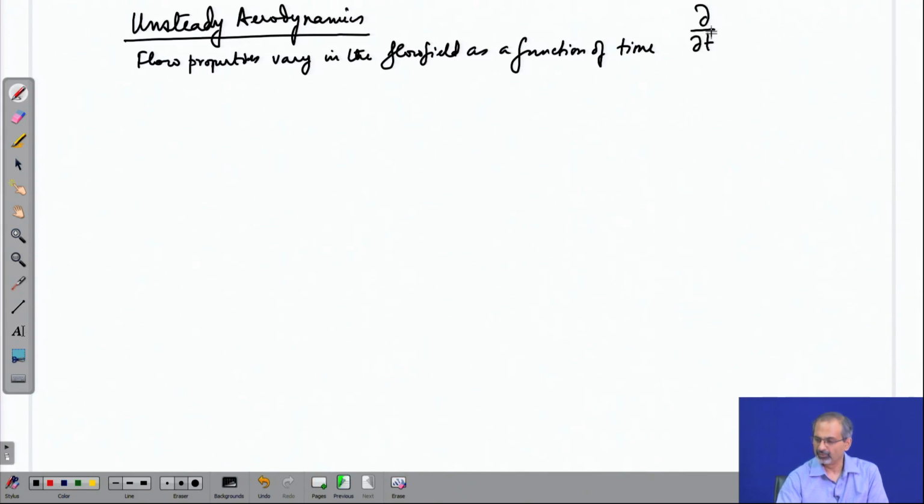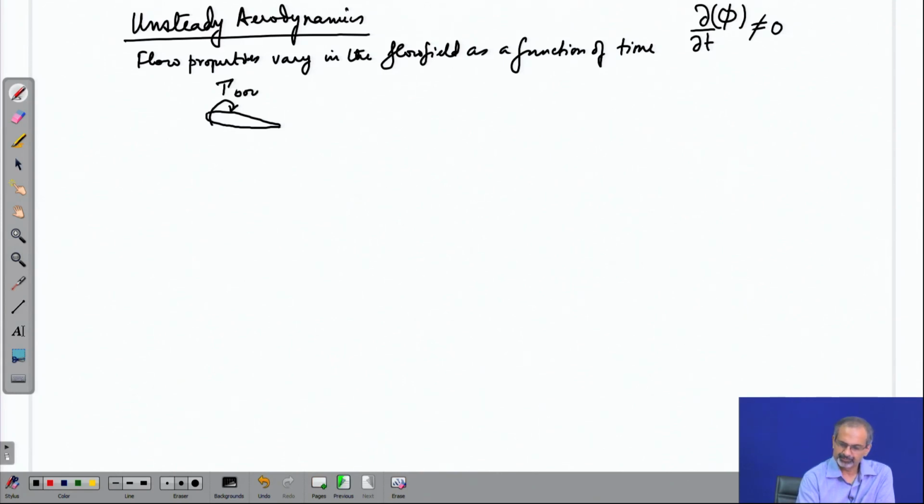So, any flow parameter, let us say phi, not to be mistaken only as velocity potential, if its time derivative is not equal to 0, then we are talking about an unsteady aerodynamic situation. Let us try to cite a few typical examples. We have discussed some of them already. You may recall in an earlier lecture we were talking about starting vortex.